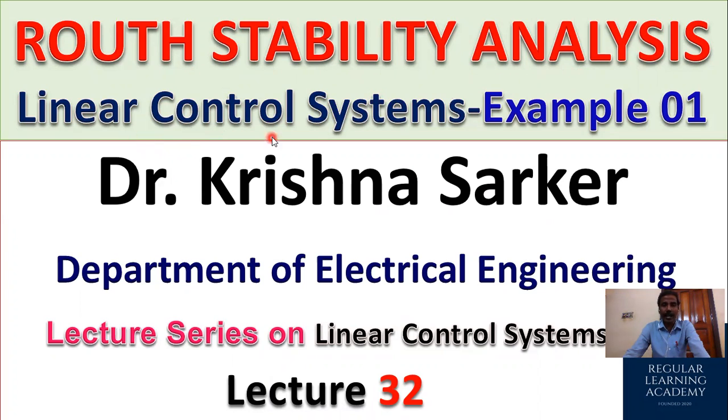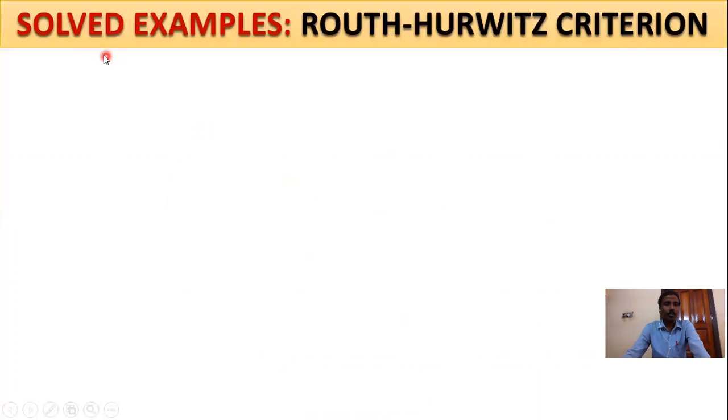And this is linear control systems, example number 1. Lecture series on linear control systems, lecture number 32. So this is example 1 by using Routh stability analysis technique. Solve example, Routh Hurwitz Criterion.